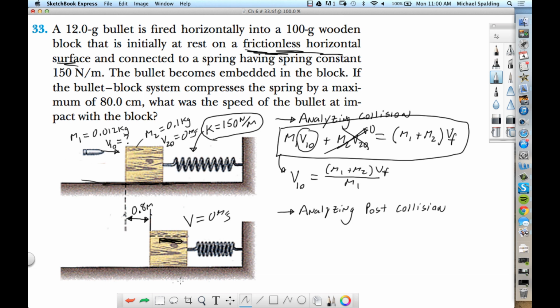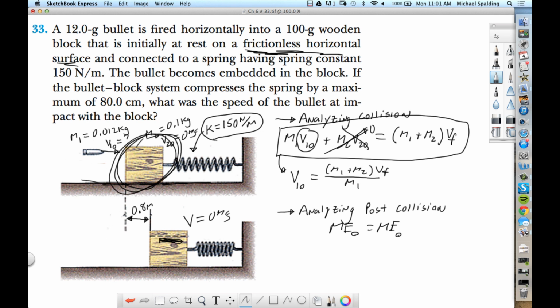So what can we apply immediately after the collision? We can use conservation of energy. Mechanical energy initial equals mechanical energy final. And I know some people are like, you just said that you can't use energy. When can you not use energy? During the collision. But the split second the collision is done, you can use conservation of energy. Does that make sense?